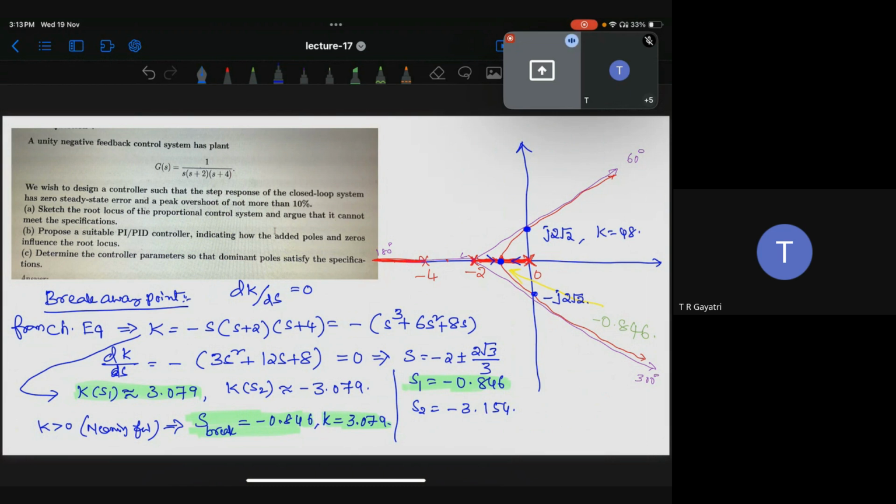Any queries as of now? With this, we finished our first step of drawing the root locus. Any queries?